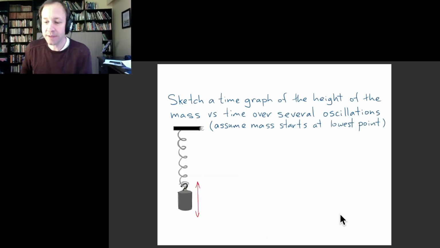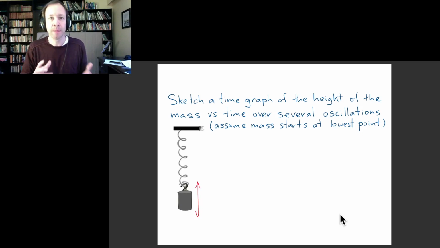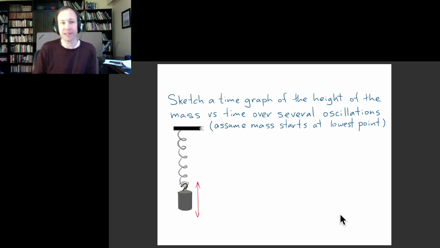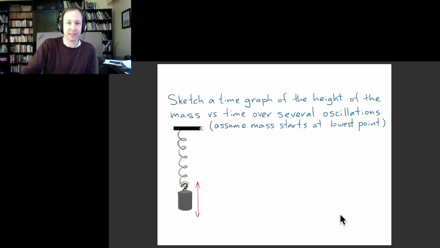Okay, so I want to start talking about the properties of that periodic up and down motion. And to get you started, I want you to think about what a time graph of that motion would look like. So take a minute, pause the video, and sketch a graph of the height of the mass versus time over several oscillations, assuming that we start by pulling the mass to the bottom point.